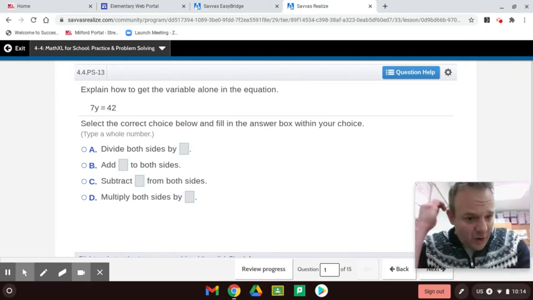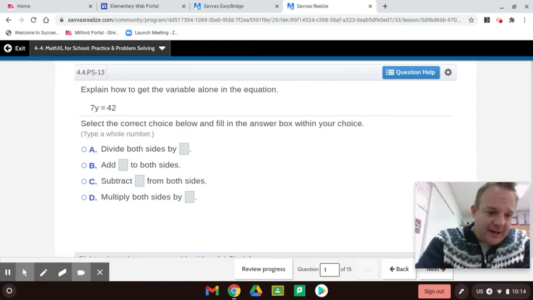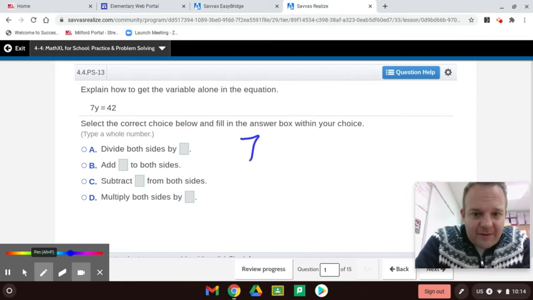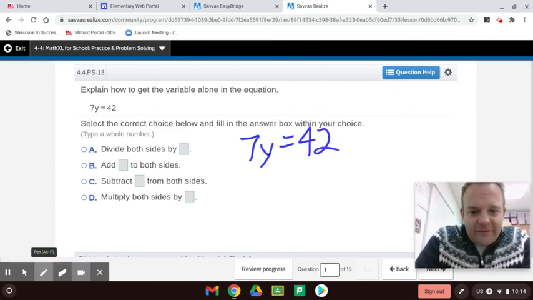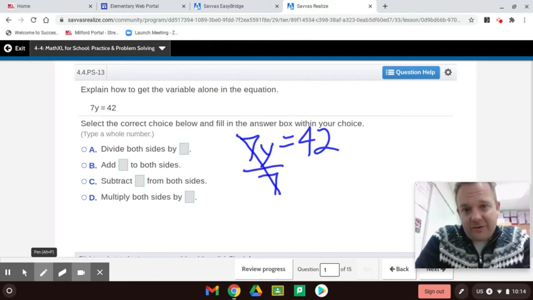We have 7y equals 42. Now I'll show you the way I learned it as a boy. We go 7y equals 42. Now the inverse of multiplying, 7y means 7 times y. The inverse of multiplying is dividing. So like a fraction bar is like dividing. 7 divided by 7 is 1, and 1 times y is y. So we've met our first criteria.